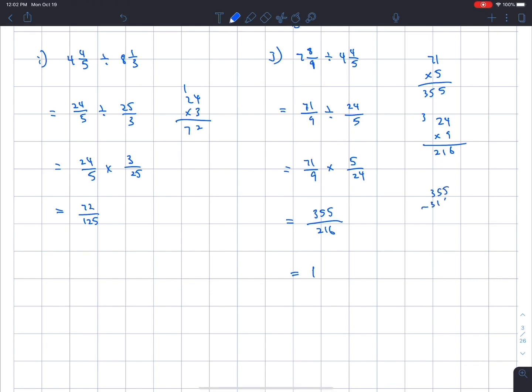Now I just need to subtract them. 15 minus 6 is 9, 5 minus 1 is 4. So I still have a remainder of 139, sorry, over 216. That would be the answer for J.